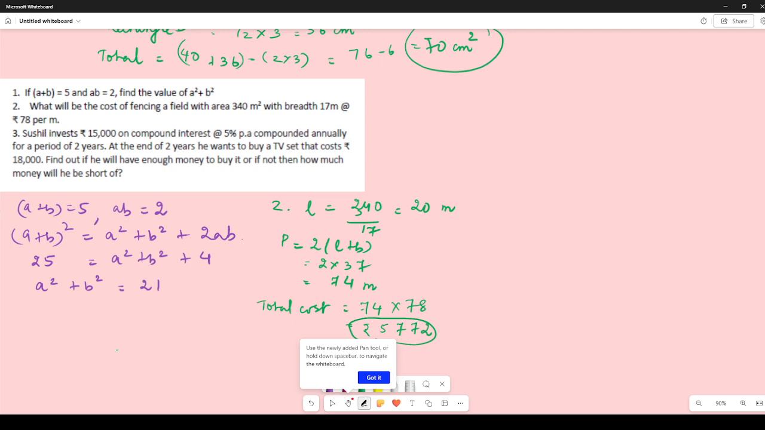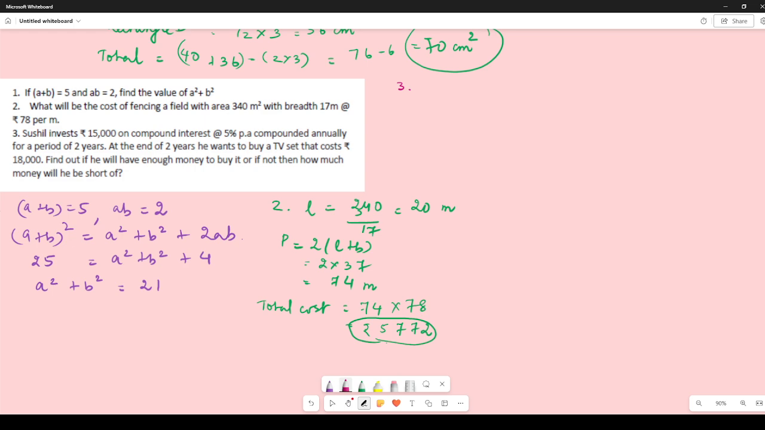All right, so what do we have over here now? What does the question say? So he will invest 15,000 on compound interest at 5% per annum compounded annually for a period of 2 years. At the end of 2 years, he wants to buy a TV set that costs rupees. Now find out if he will have enough money to buy it, or if not, then how much money he will be short of.